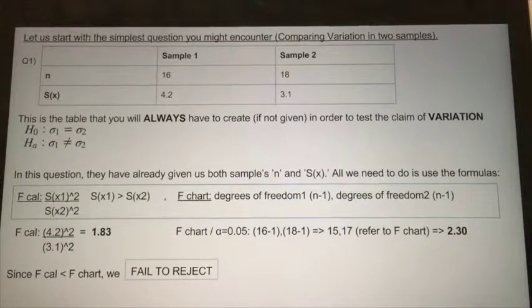in the chart. So to find FCal, 4.2 squared over 3.1 squared, which is 1.83, and to find the F-chart, since they don't give alpha, we take alpha as 0.05. Since our n is 16 and 18 respectively, we minus 1 from each of them to find the degrees of freedom, which is 15 and 17. We refer to the F chart, and we find 2.3. Since you see that FCal 1.83 is less than FChart 2.30, we fail to reject.